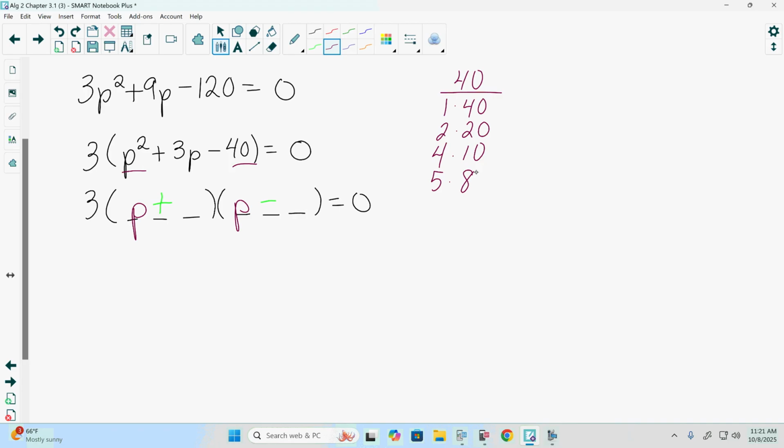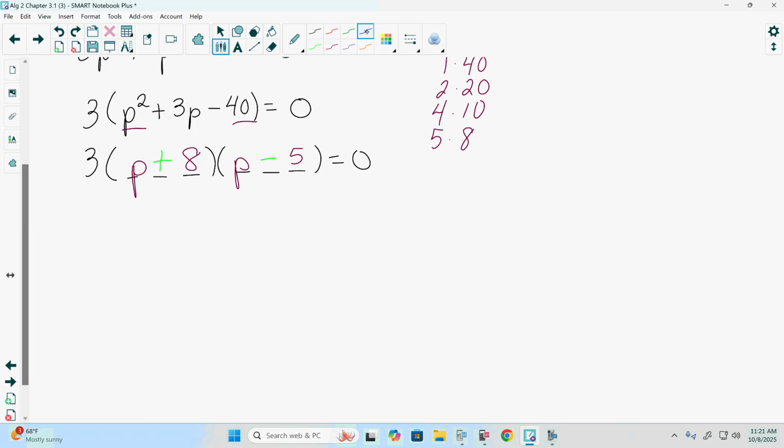5 and 8, which 5 in the second, 8 in the first. And we can check this here. P times negative 5 would be negative 5p. Positive 8 times p would be positive 8p. Negative 5 plus 8, 8 minus 5 is indeed positive 3p.